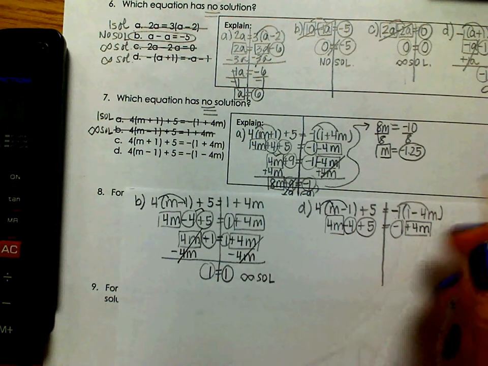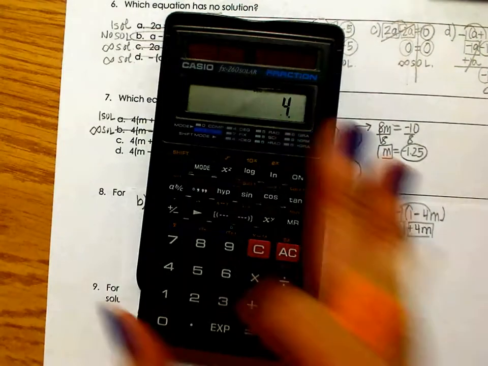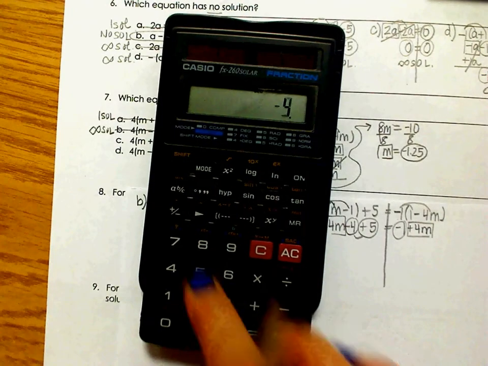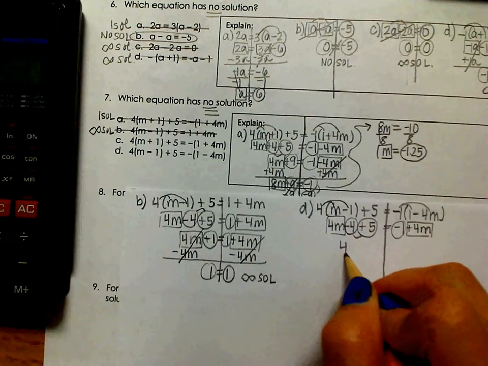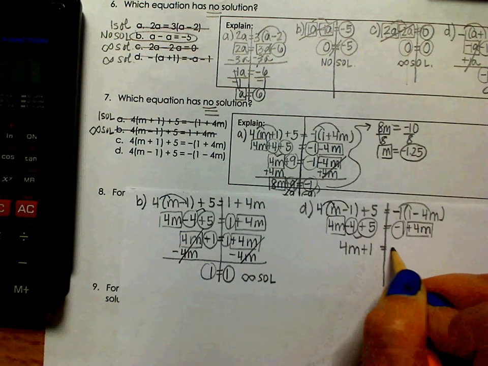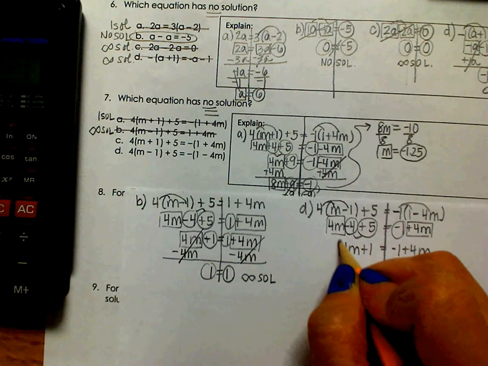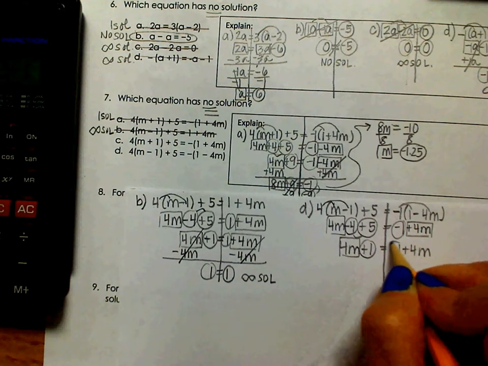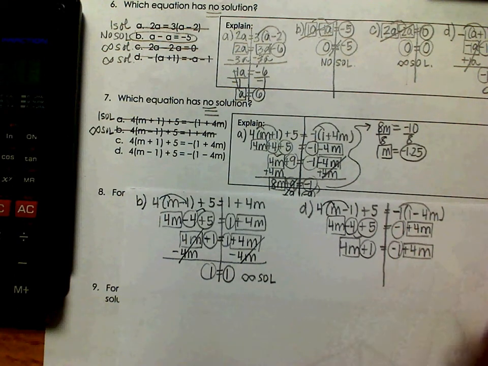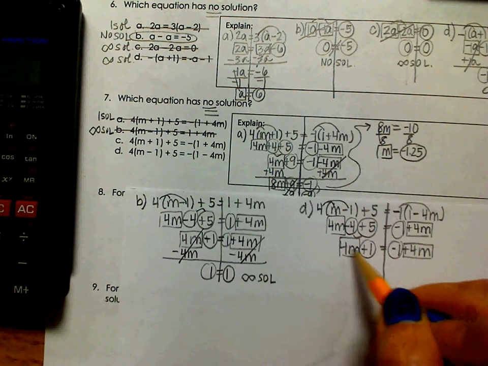Combine like terms on this side. Negative 4 plus 5 equals 1. So 4m plus 1 equals negative 1 plus 4m. It's looking interesting. Box, circle, circle, box. Boxes before circles. I'm going to get rid of 4m by subtracting 4m.